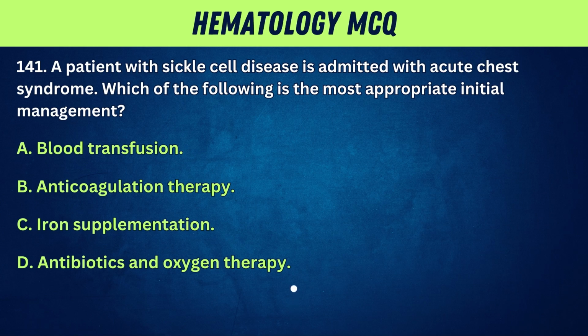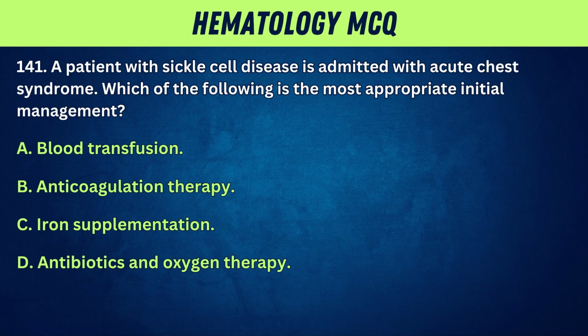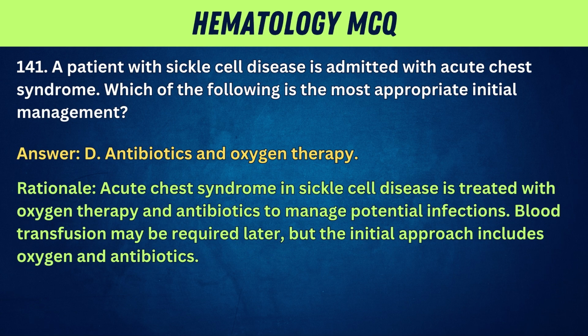141. A patient with sickle cell disease is admitted with acute chest syndrome. Which of the following is the most appropriate initial management? A. Blood transfusion. B. Anticoagulation therapy. C. Iron supplementation. D. Antibiotics and oxygen therapy. Answer: D. Antibiotics and oxygen therapy. Rationale: Acute chest syndrome in sickle cell disease is treated with oxygen therapy and antibiotics to manage potential infections. Blood transfusion may be required later, but the initial approach includes oxygen and antibiotics.